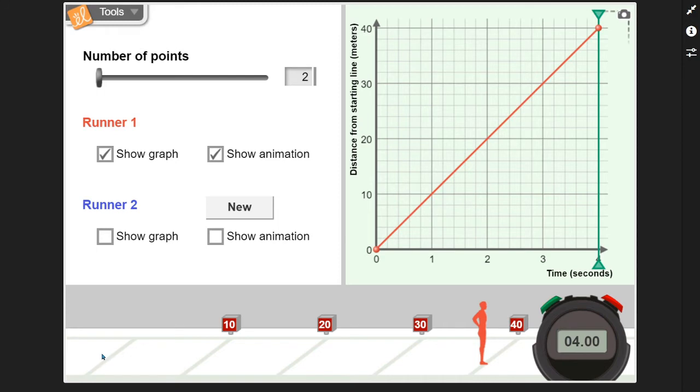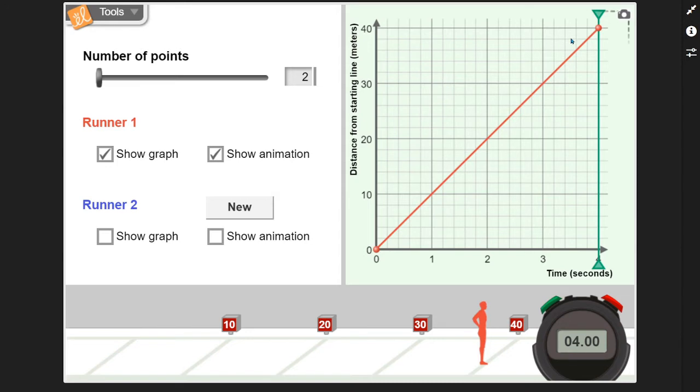So a line going up to the right reflects the idea that the person or object is moving away from the fixed point. In this case, the fixed point is the starting line. Now, a fixed point could be a home, a locker, a motion sensor. It could be anything that you decide is where you're going to start measuring the person's distance from.